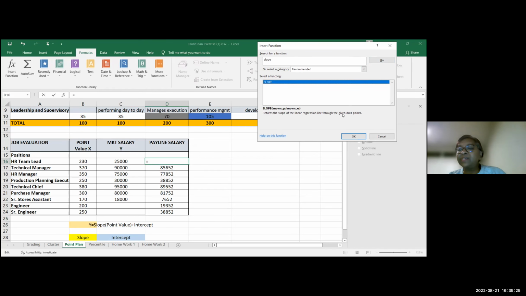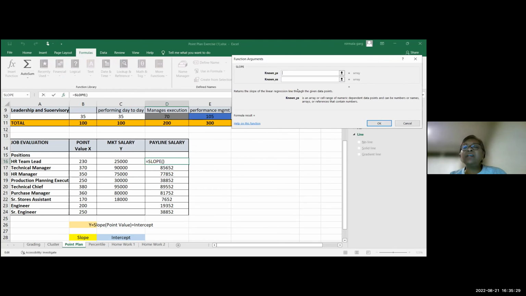Okay, can you see that? Yeah. You just write slope. Okay, then what I'm saying, known y's and known x's. Now you are asking, hey, why is this y and x, and how will I know what is y and x? So in regression, there are 2 variables.